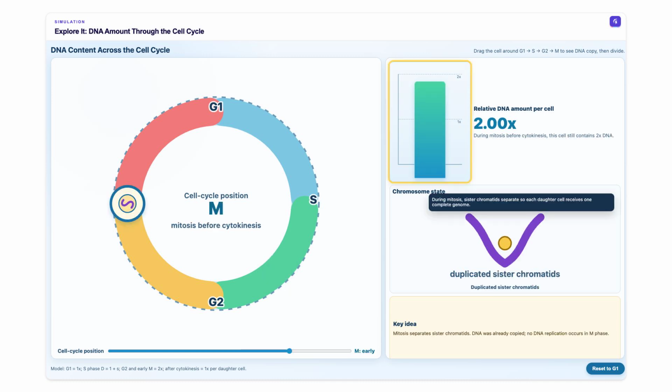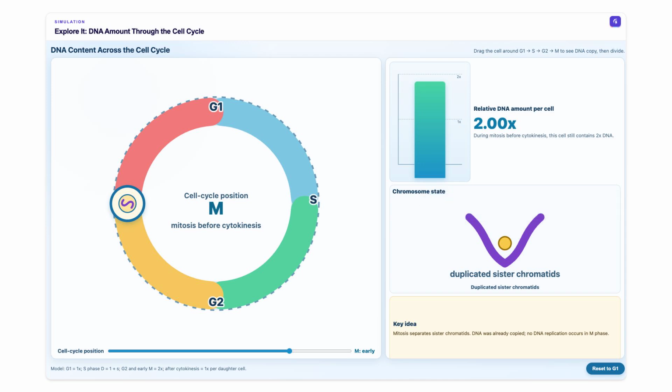By G2 and the start of M phase, replication is complete, so the cell has 2 times the DNA for a short time. During mitosis and cytokinesis, the sister chromatids separate and the cell divides, leaving each daughter cell with 1 times DNA, which means 1 complete genome. Keep that pattern in mind as we zoom into mitosis next.